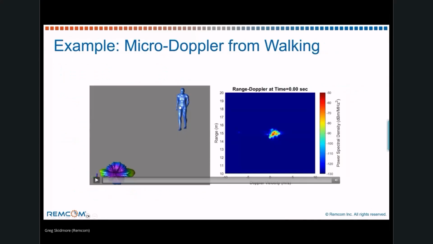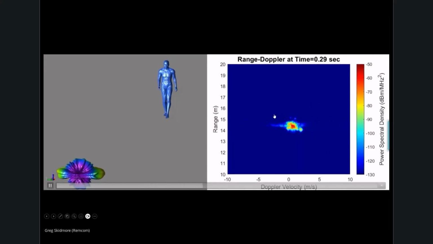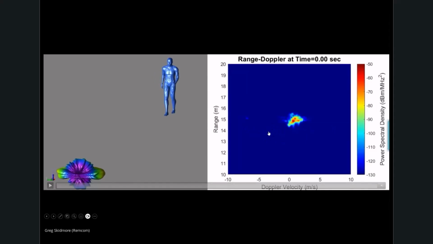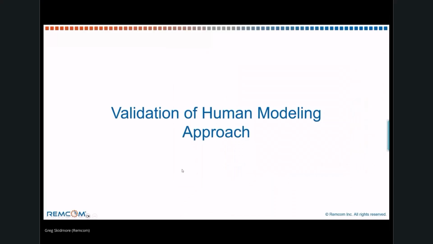So taking that walking person that we showed a moment ago, if we want to see what happens with the micro-Doppler, this is a person that is on average moving at a speed of about 1.4 meters per second. But this is what the micro-Doppler is going to pick up. We can see Doppler going all the way into the negatives and all the way up to as high as 5 meters per second, simply because of all the small motions that are happening with different parts of the body.